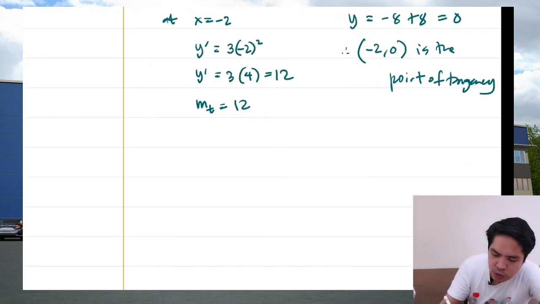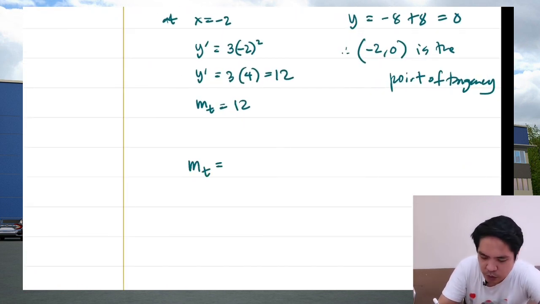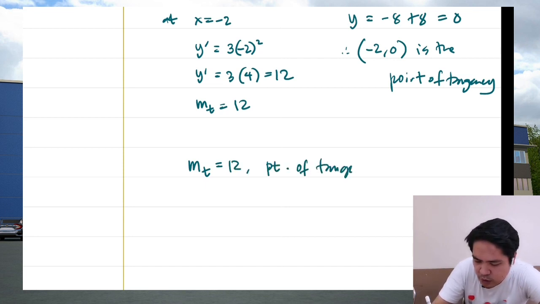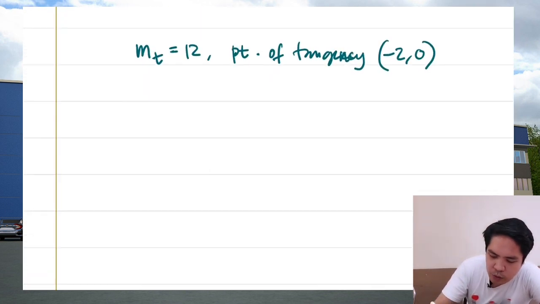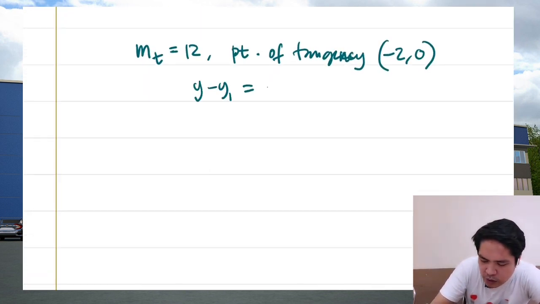So therefore, negative 2, 0 is the point of tangency. Okay? So we have m sub t, or the slope of the tangent, as 12, and the point of tangency at negative 2, 0. So we'll just use the point slope form. We have y minus y1 equal to m times x minus x1.